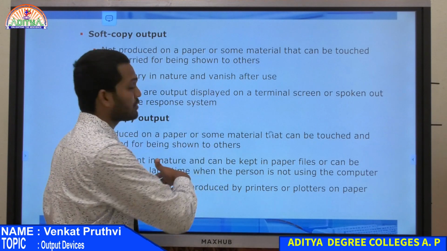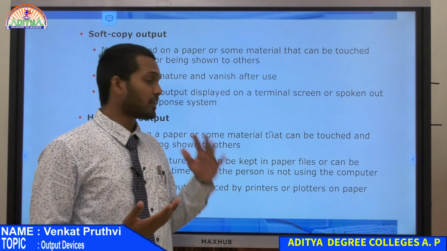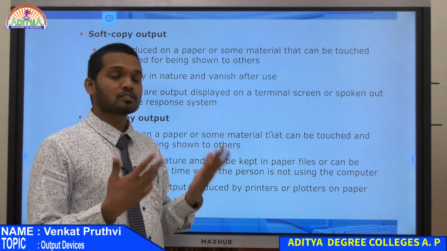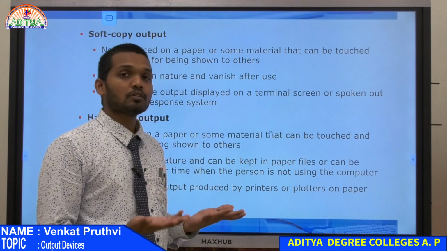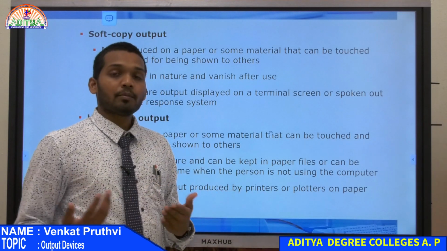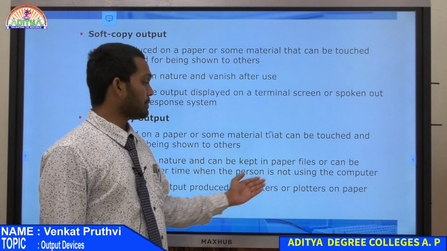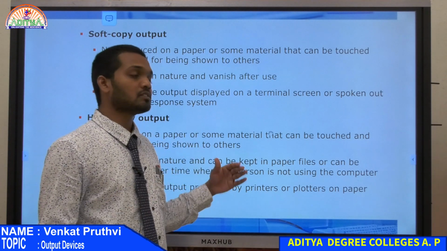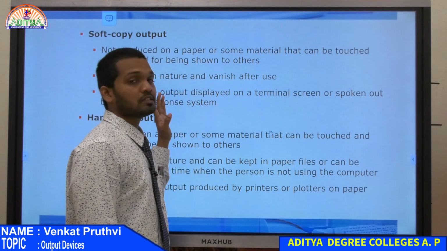So the difference between soft copy and hard copy is that with soft copy output you are not able to touch it or feel it, whereas the hard copy output you will be able to hold in your hand, feel the output, and maintain copies of it. Now what are examples of such output? Output produced by printers or plotters on paper. Whatever output you get on paper, you can consider hard copy output, whereas whatever digital outputs you get are all considered soft copy outputs.